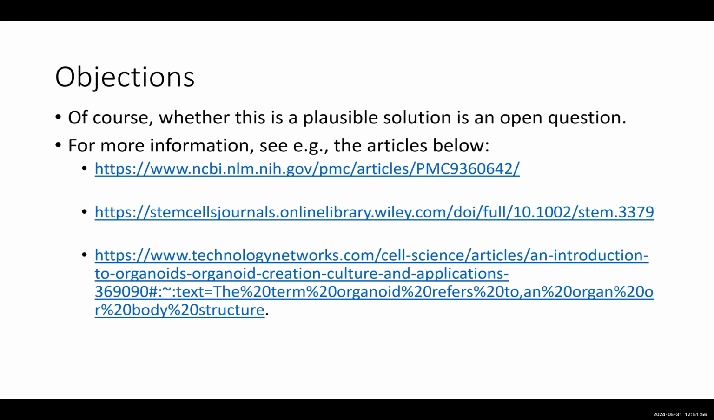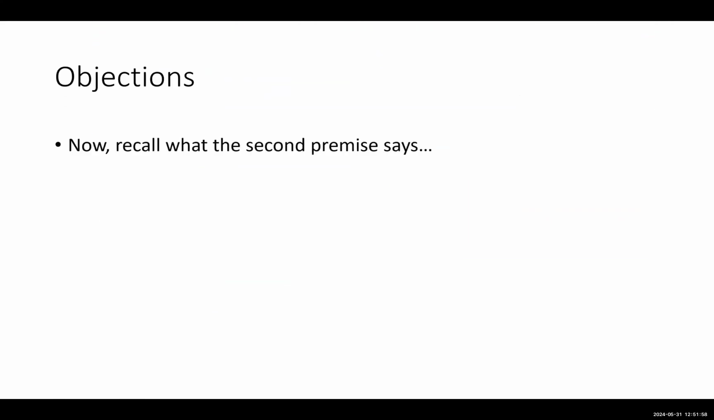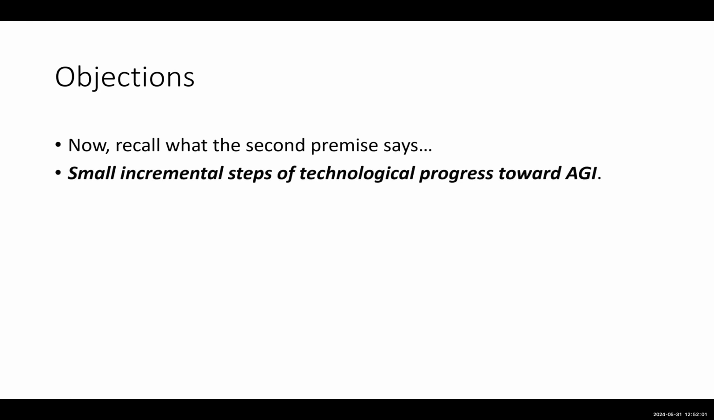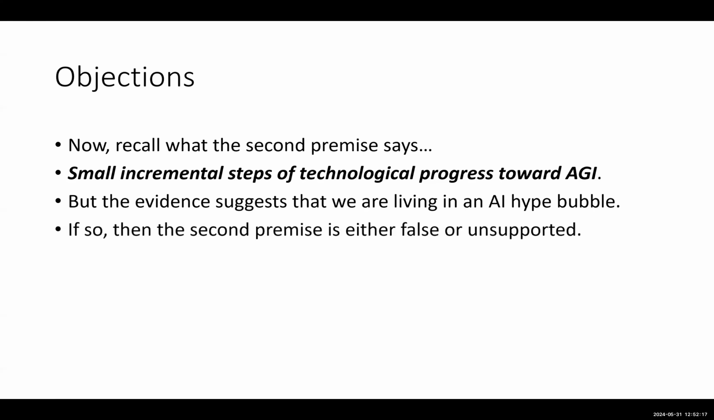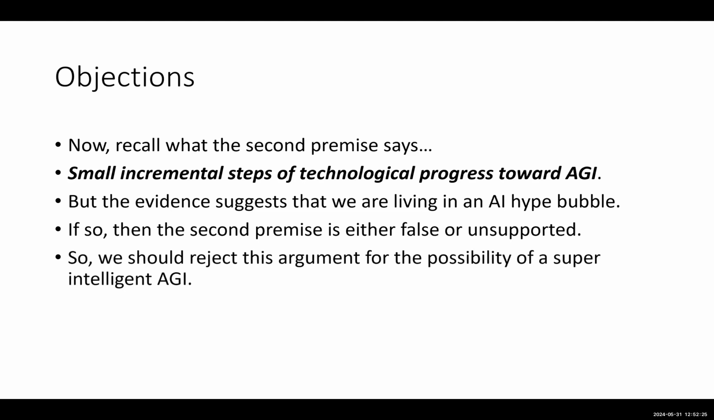So let's remember what the second premise says. That premise says that small incremental steps of technological progress towards AGI is a reality. But if the evidence suggests that we're living in a kind of AI hype bubble, a bubble that will eventually burst, well, then that second premise is either going to be false or it might just simply be unsupported. We might have reasons to be skeptical of it. And that would suggest that we should reject that argument for the possibility of some super intelligent AGI that's going to one day make an appearance in the future.